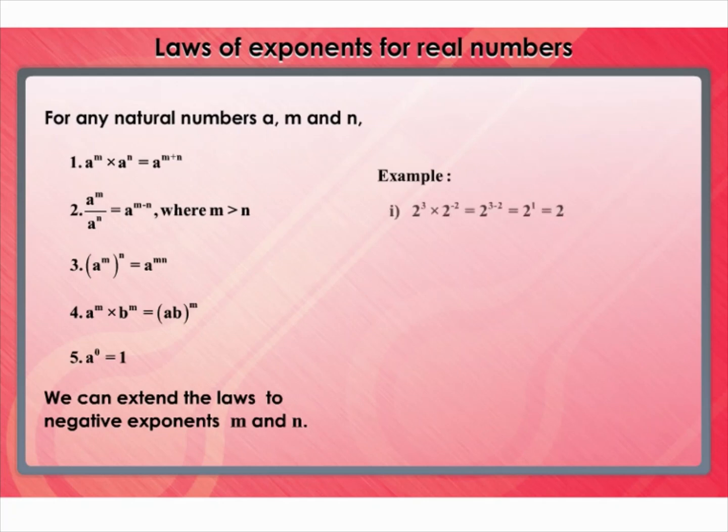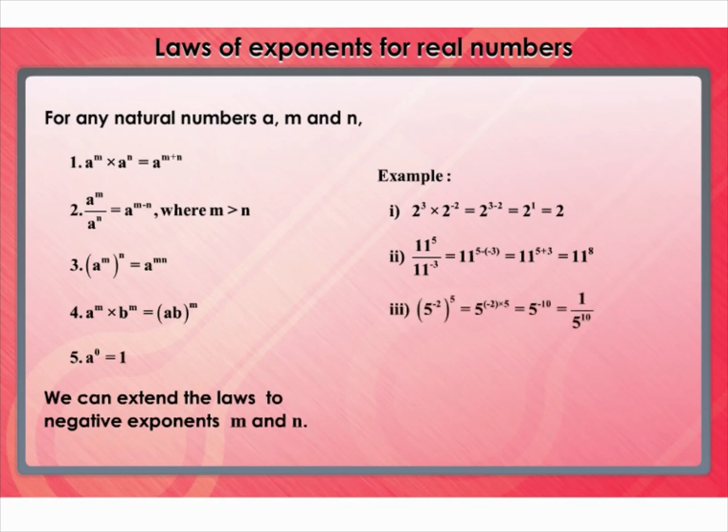For example, 2 raised to the power 3 multiplied by 2 raised to the power minus 2. Using the first law, this can be written as 2 raised to the power 3 minus 2. After simplifying, we get 2. Next example, 11 to the power 5 divided by 11 to the power minus 3. Apply the second law. Simplify this, we get 11 to the power of 8.